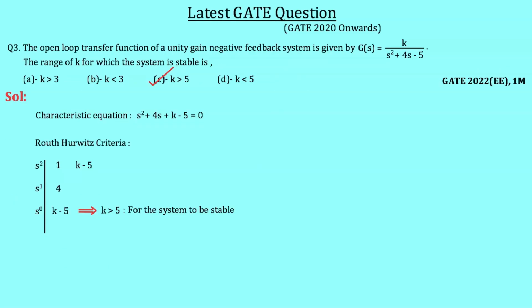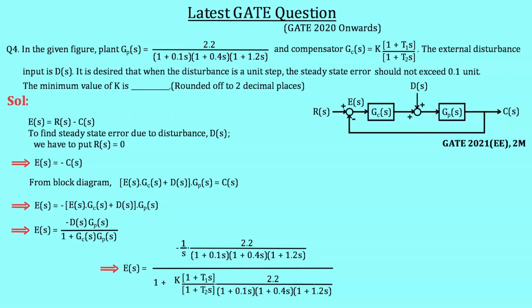Now let's see the next question. This question is very simple. You can easily find the characteristic equation, and after that, forming a Routh array, you can easily determine that the system is stable only when the value of k is greater than 5. Now let's come to the next question.